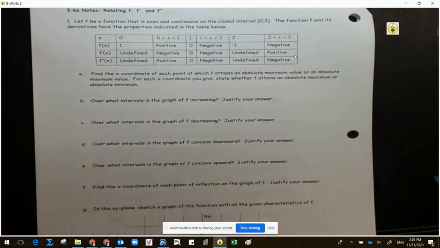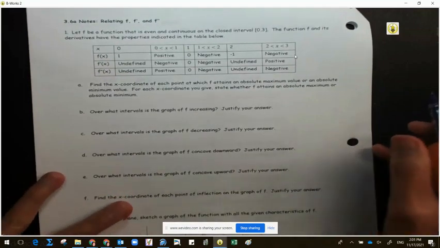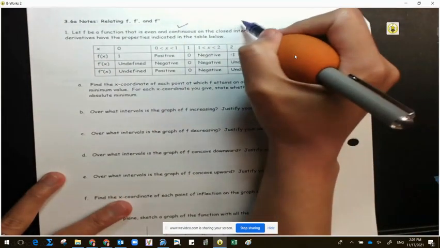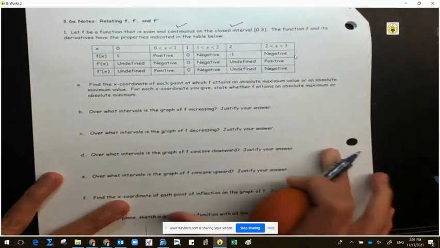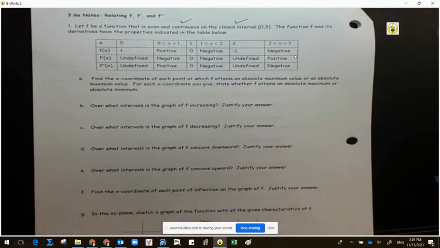Let f be a function that is even and continuous on a closed interval 0 to 3. The function f and its derivatives have the properties indicated in the table below. So we know it is continuous on a closed interval. Just by looking at this, we're going to put on top of f prime and f double prime, with the highlighter, the features of the original graph.